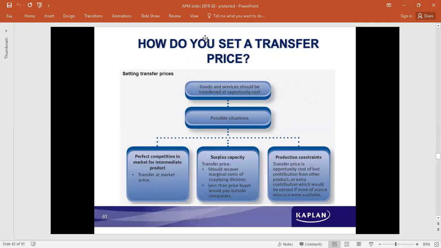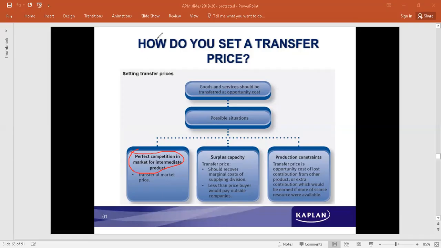So the first one: if the external market is a perfect competition which is ready to absorb all the units that the selling department produces, in that situation whatever price is offered to the external customers, the same price should be offered to the internal departments also. So the same price, transfer at market price.